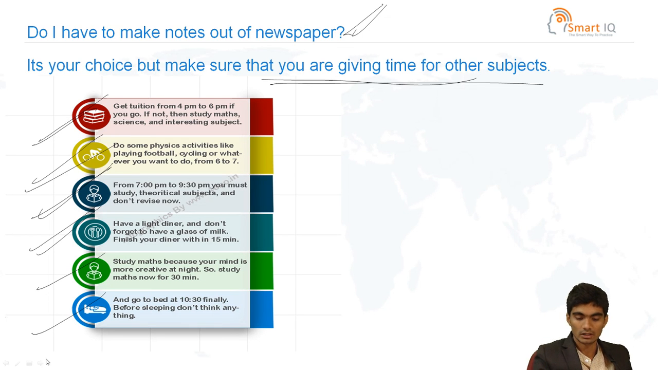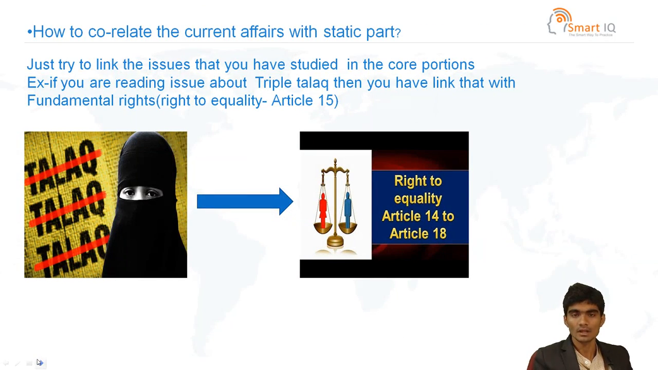Coming to the next question: how do I correlate current affairs with the static part? This is one of the dynamic questions people ask me. How to correlate? Because 1 week before, I read NCERTs. 1 week before, I read Laxmikant. 1 week before, I read something on economy. But today I'm reading current affairs, and I forgot all the things I read a week before.